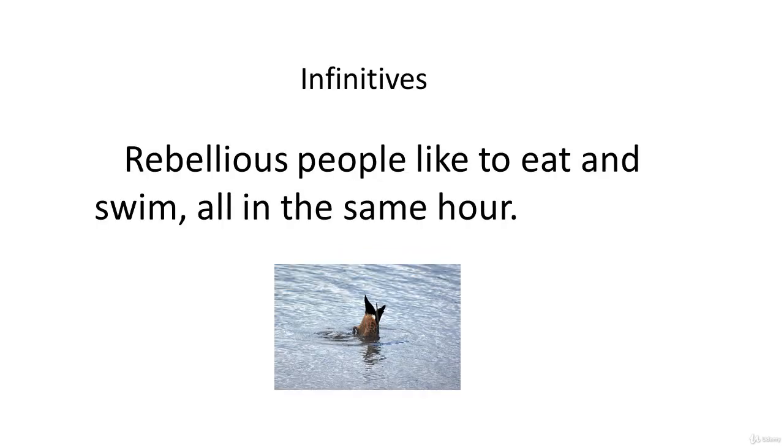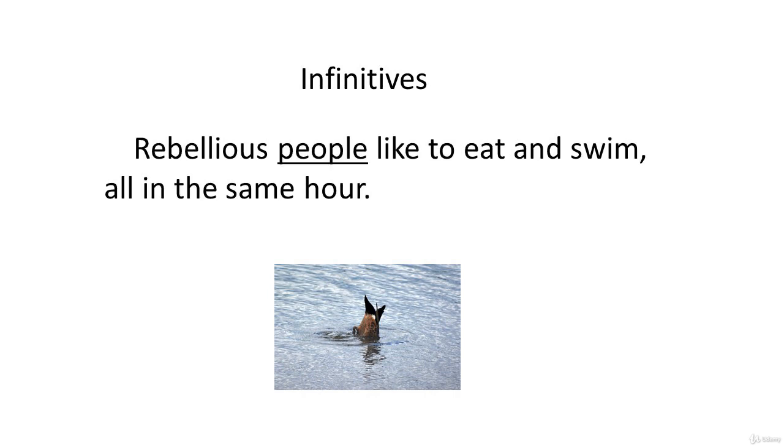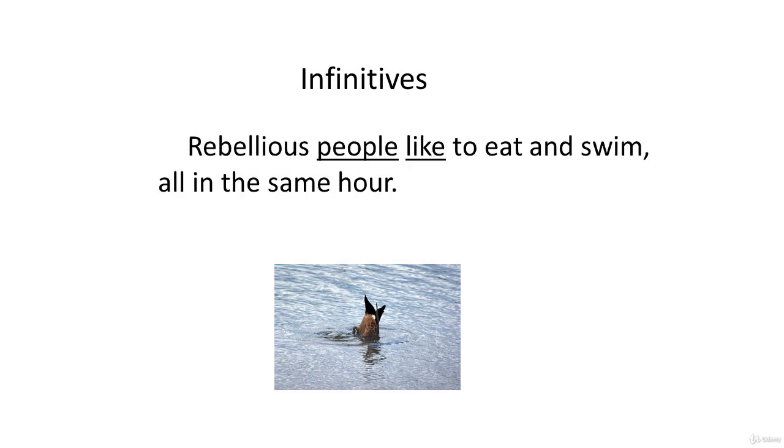Okay, infinitives. Rebellious people like to eat and swim all in the same hour. What would be the verb here? It might be tempting to think that eat and swim are the verbs, but they're not. These are infinitives. Nothing is doing those verbs. They are in an unconjugated form. Let's look at the sentence more closely. What is the actual action in this sentence? The subject is people, but what are the people doing? Are they eating and swimming? No. They're liking. They like. People like to eat and swim. So people and like, that's the subject and verb in that sentence.